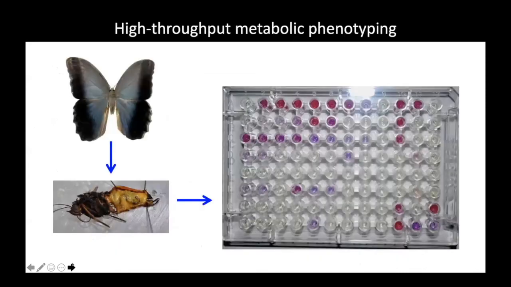So I dissected the butterflies, mashed up their guts, and I used a culture-based assay to measure which chemical compounds the microbes were able to digest. This is a picture of one of those assays. And basically, if you get color development in one of the wells, that tells you that the gut flora can degrade a particular chemical. So each well of that plate has a particular carbon compound or nitrogen compound.